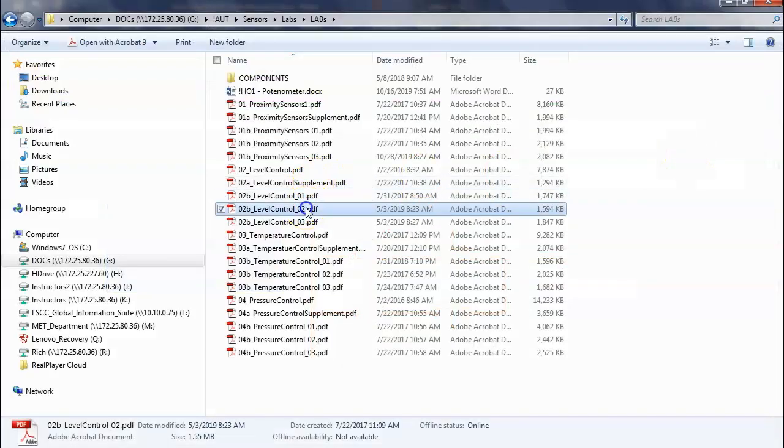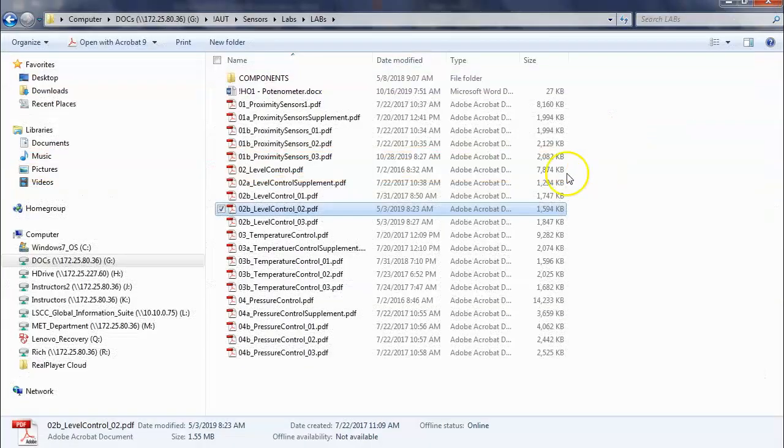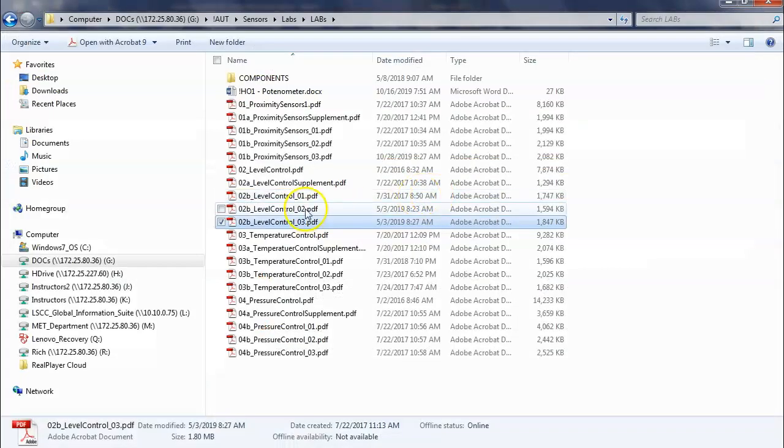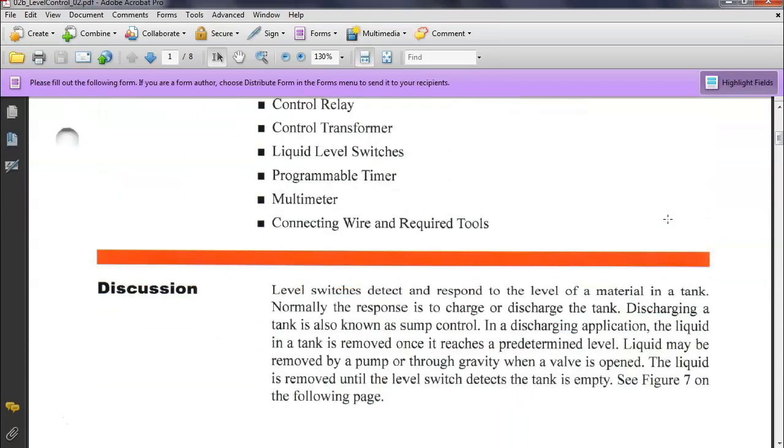Okay, so let's take a look at lab 2, and look at the circuit here. Make sure you understand these circuits. Oh, wow. Let's not look at lab 2. I'll come back to lab 2 and see if it'll open. I know it's okay, because I opened it up. There we go. So this is going to be a discharging system.